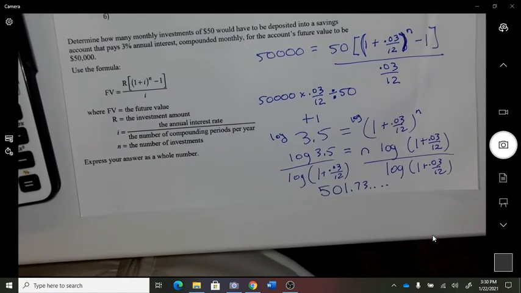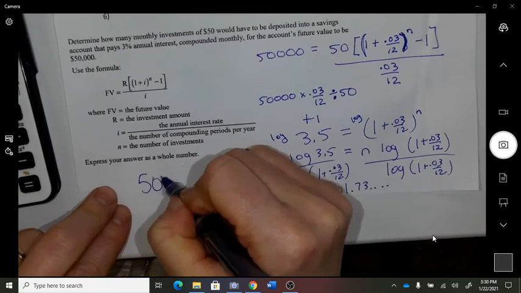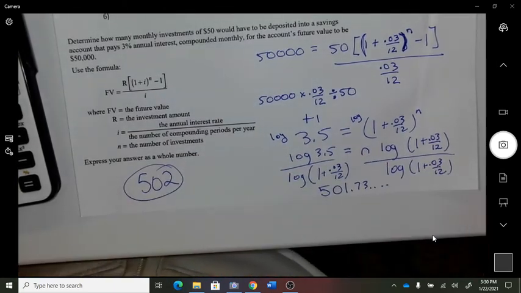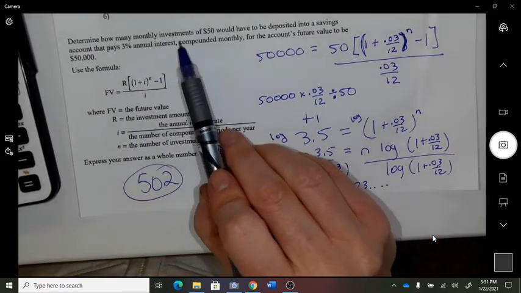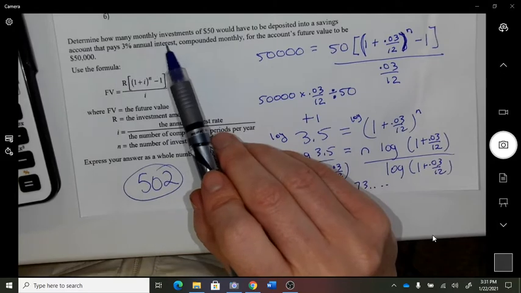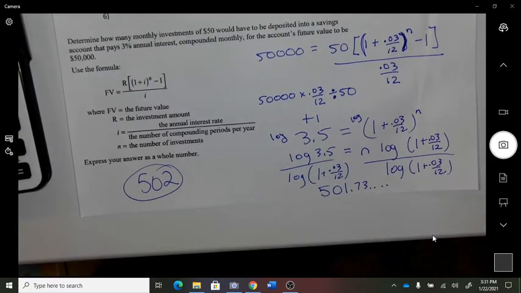And since this is making payments, you always round up, because if you round down no matter what, that would make you short of money. So you would make 502 payments. How many monthly investments? So be careful, if it asks you years, you might have to convert that, but that's how many months it will take you.